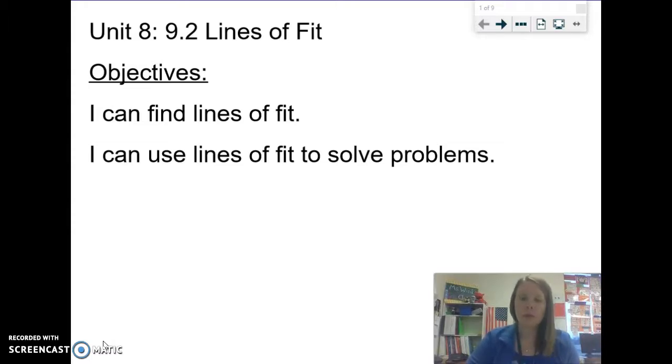So 9.1 was all about scatter plots and getting used to how to use scatter plots and what they really show us, okay? We're going to continue with scatter plots, but today we're going to be talking about lines of fit, okay? So two different icons: I can find lines of fit. Sometimes people will call this your line of best fit, means the same thing, okay? Or I can use lines of fit to solve problems. So we're going to talk about what this line of fit is and how we identify that, okay?